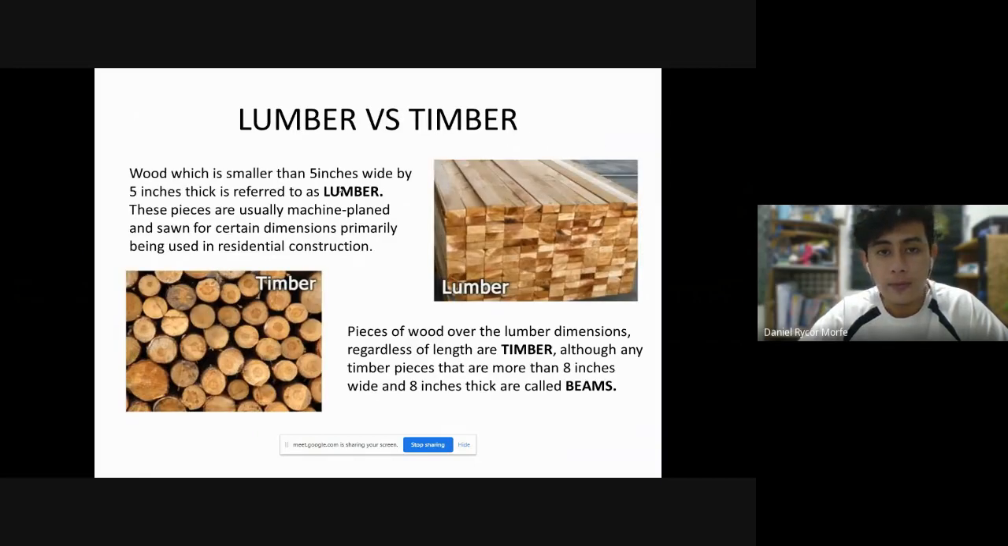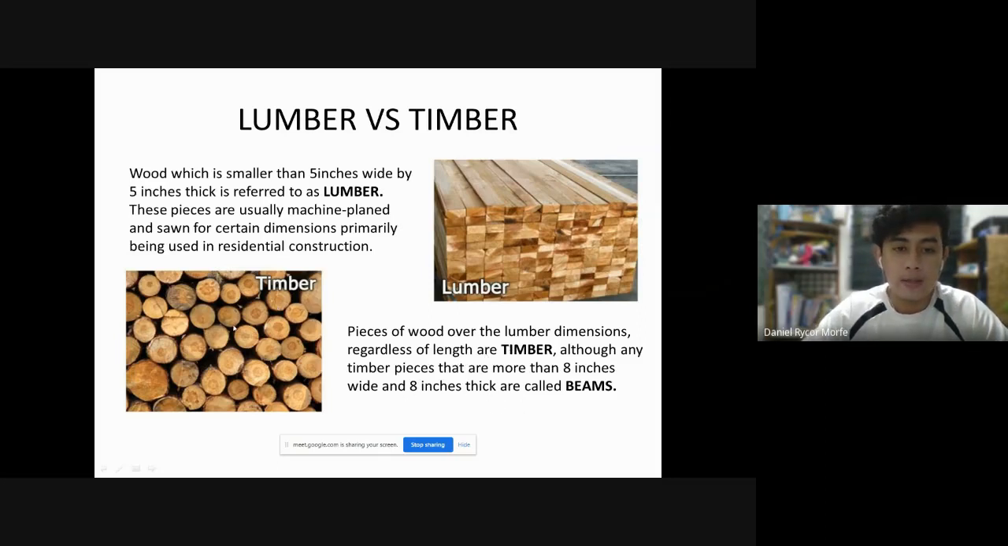Next is lumber versus timber. Wood which is smaller than 5 inches wide by 5 inches thick is referred to as lumber. These pieces are usually machine planed and sawn to certain dimensions. As you can see, this lumber is smooth on the sides so that it is straight for residential construction. Timber, on the other hand, refers to pieces of wood over the lumber dimension, regardless of length. Any timber pieces that are more than 8 inches wide and 8 inches thick are called beams.